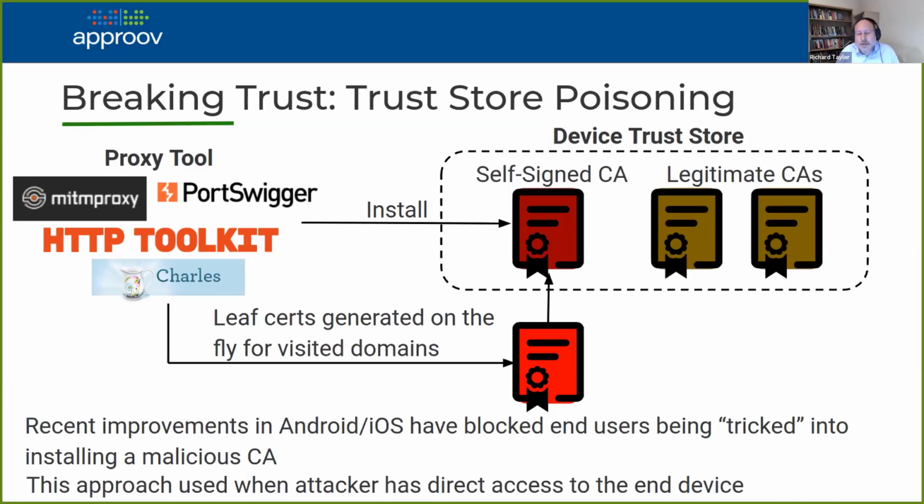And part of what those tools do is that they create a certificate that is then installed onto the end user device. But rather than being a certificate from a root certificate authority, this is actually a self-signed certificate, effectively, that the tool has made up. You install it into the trust store on the device. And then when the tool intercepts traffic, it will on the fly create leaf certificates for the particular domains that you are visiting, which have a chain of trust back to its self-signed certificate authority that's on your device.